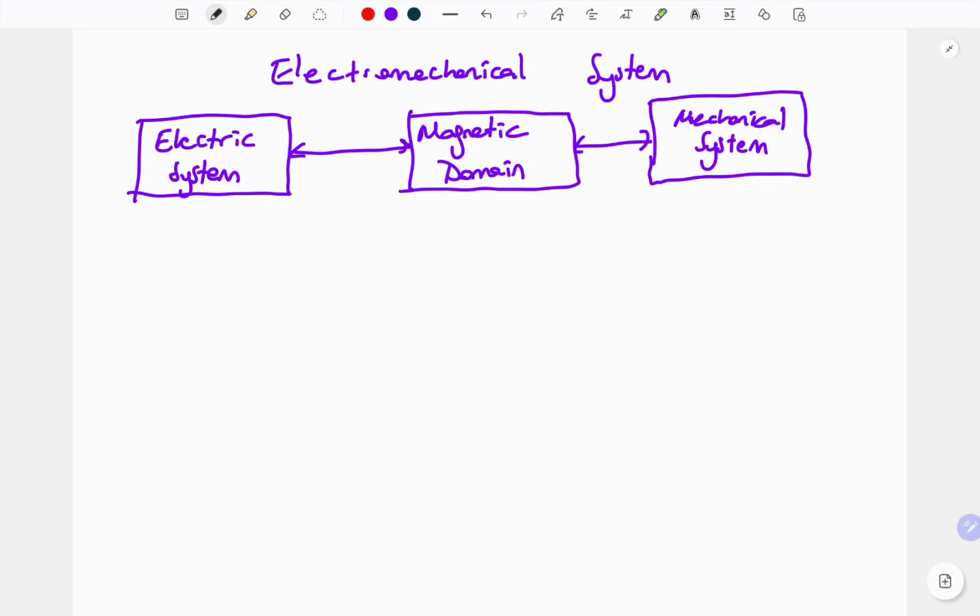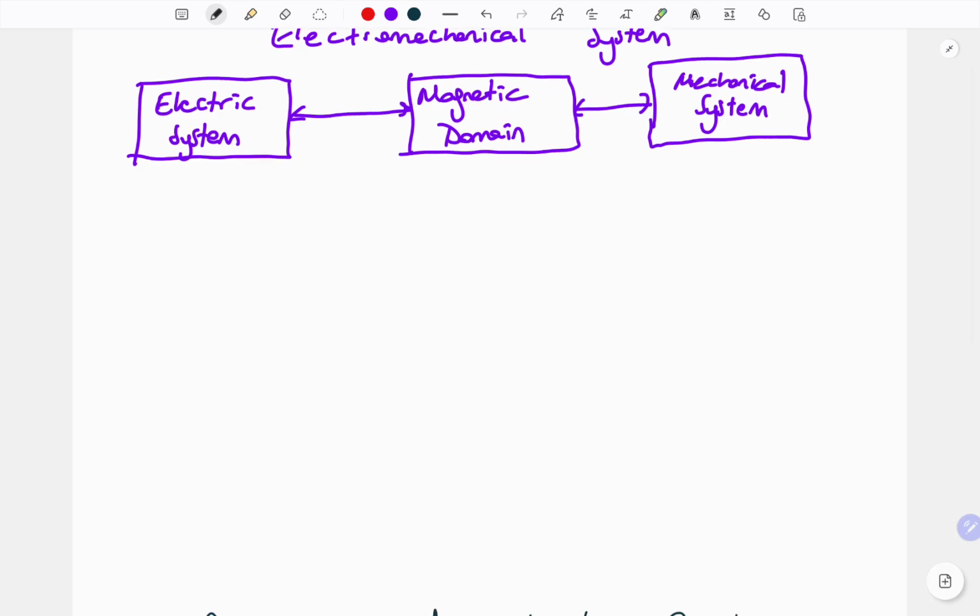Yes, we discussed the details of the electromechanical system previously, and as we said, we have three subsystems, which are the electric system, the magnetic domain, and the mechanical system. The connection between the electric system and the mechanical system, or mechanical to electrical, happens with the magnetic principles. So today we will try to understand the principles and the production of the magnetic field.